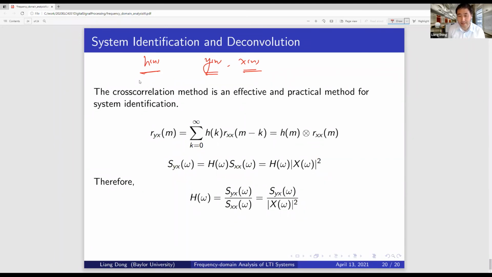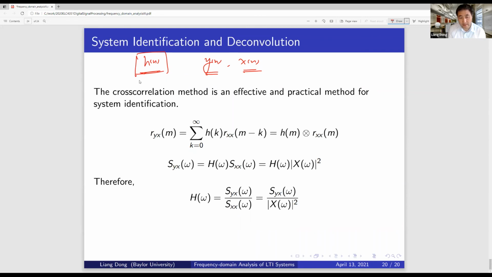Expected value of Xn is always 0. We can also talk about the second order statistics. We say the autocorrelation or the autocovariance of my signal is a fixed number. If I know that, I have a much better description of the signal, and can we use that to find the system?